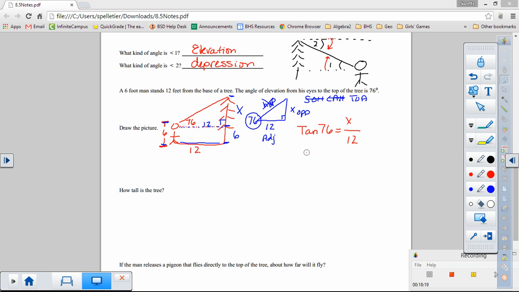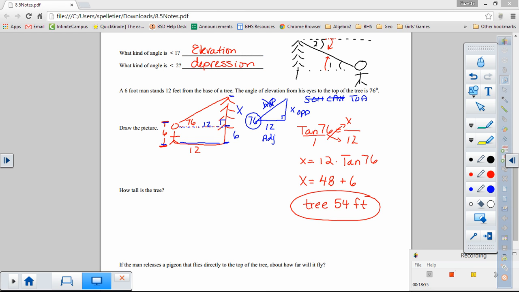We're going to set the tangent of 76 over 1, and we're going to cross multiply. So 1 times x is x, and then I'm going to have 12 times the tangent of 76. You just actually have to calculate that out. 12 times the tangent of 76, and you get 48, right? And so the top part of the tree is 48 plus the 6-foot bottom piece of the tree, which means the tree is 54 feet tall. Okay, how tall is the tree? 54 feet.